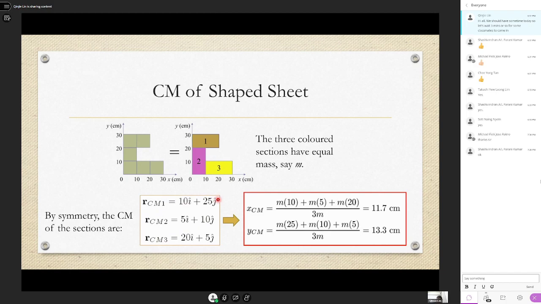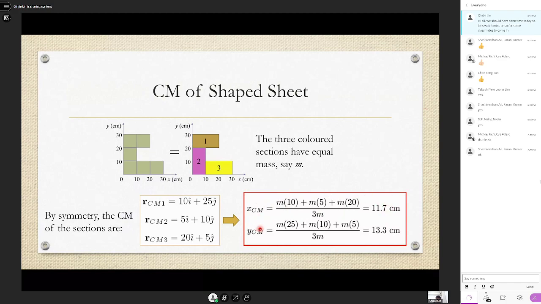So you combine them using the formula to find the CM. In this case, it's 2D, right? So you do one in the X direction and then do the other one in the Y direction. When you do it for X, that means you find the XCM. Use the M1, then put the distance in the X direction, which is 10 down here, then 5 is from here, and 20 is from here. Basically, this is for the X direction only.